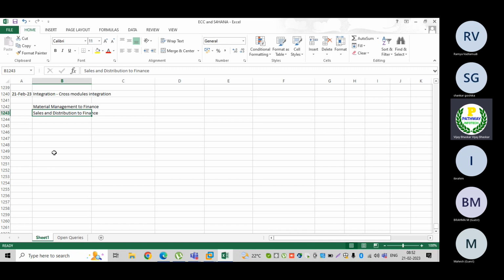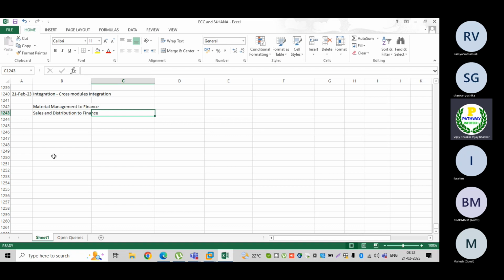From the consultants' point of view, material management will have a separate consultant and finance will have a separate consultant, but we will be part of the finance team. Likewise, sales and distribution will also have separate consultants, and the finance team will have separate consultants.